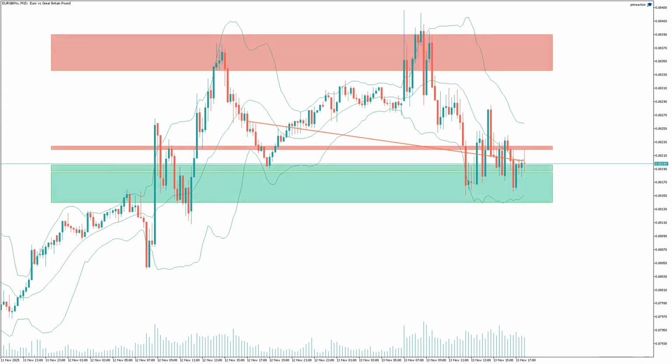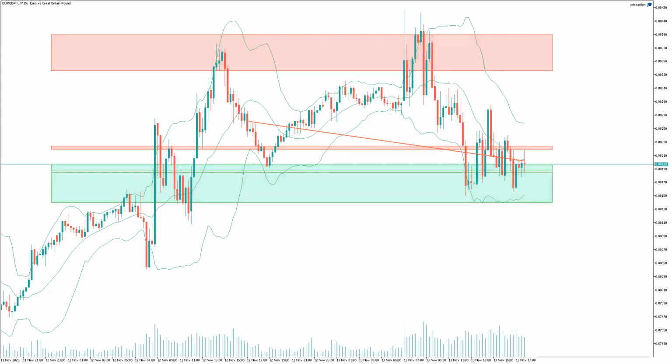Today, we're breaking down EURGBP on the 15-minute and 1-minute charts to pinpoint those crucial trading opportunities. If you're looking for actionable insights and a clear path forward, you're in the right place.